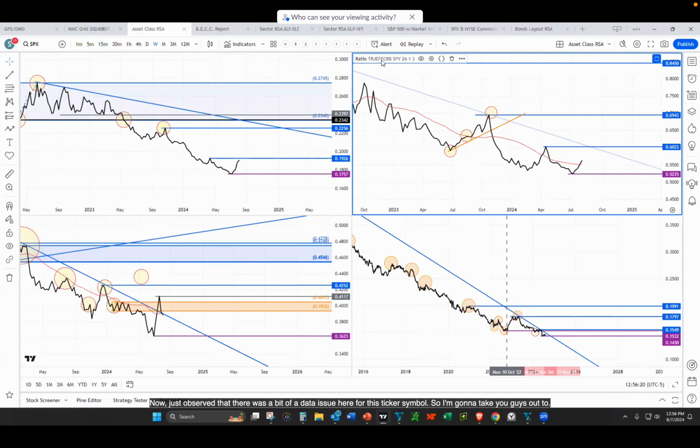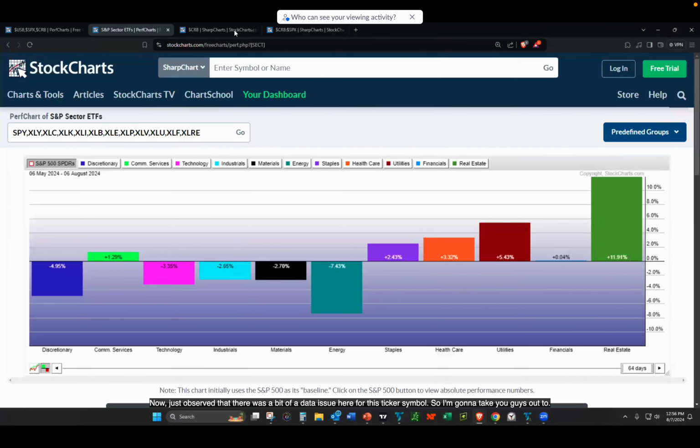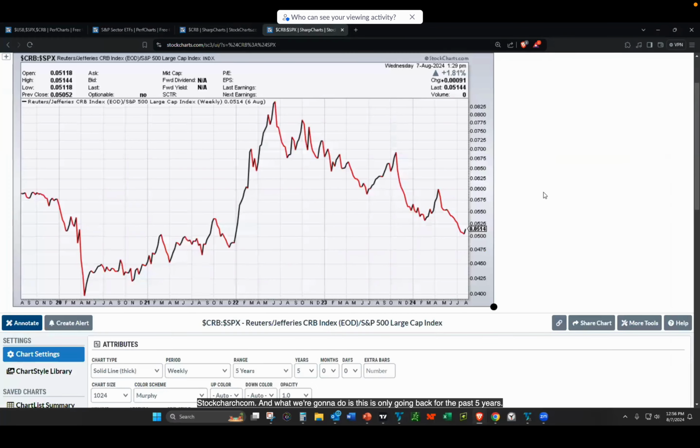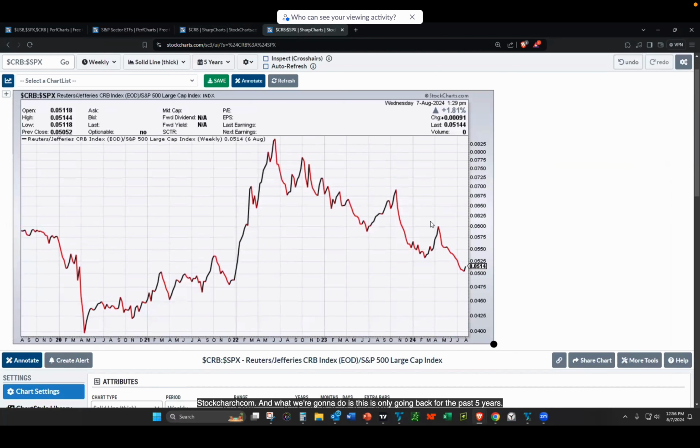Now, I just observed that there was a bit of a data issue here for this ticker symbol. So I'm going to take you guys out to stockcharts.com. This is only going back for the past 5 years, so it's a little limited here, but the ratio is the ratio of the CRB, which is the Reuters Jefferies CRB Index, the Commodity Research Bureau, versus that of the S&P 500.